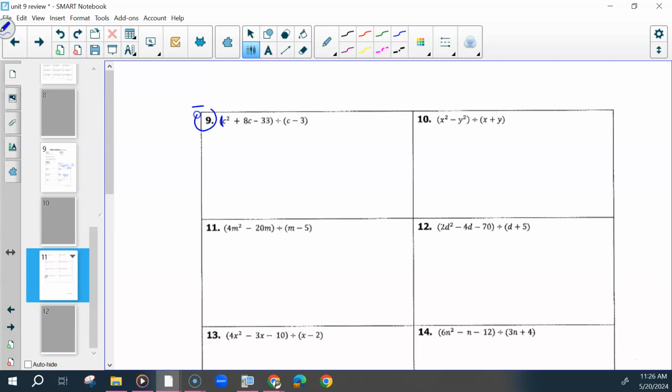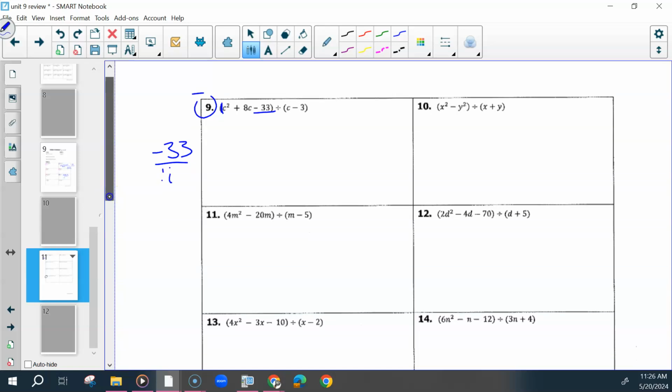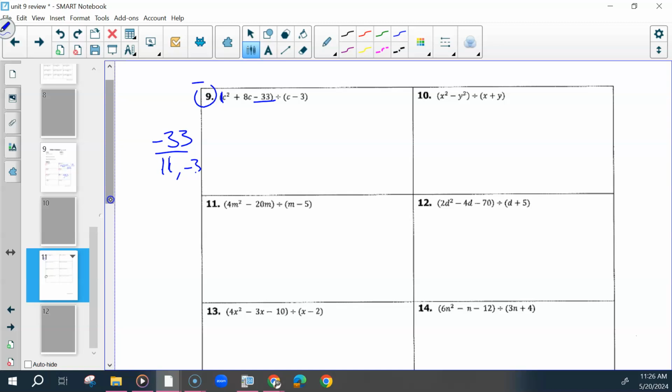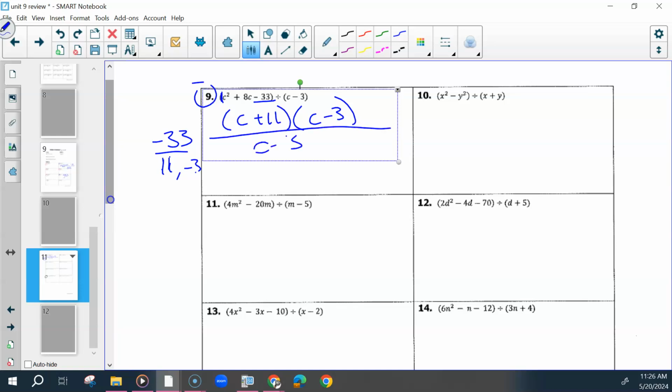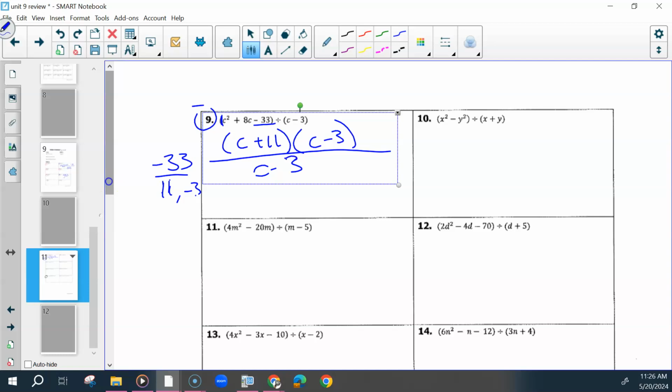So this is an a equals 1 trinomial. So we're looking for 2 numbers that multiply to be negative 33 and add or subtract to be 11 and negative 3. So our 2 factors would be c plus 11 and c minus 3, all over c minus 3. What's your final answer? As a general hint, while you're factoring these, if one of your factors is not the denominator, something's off.